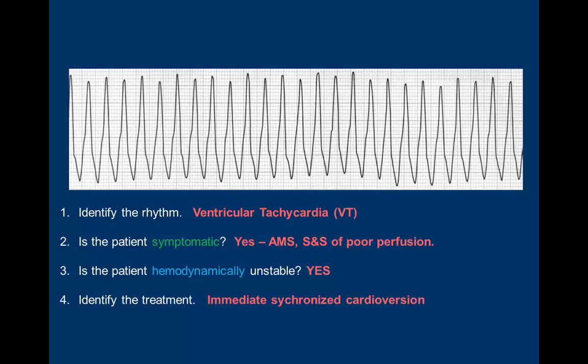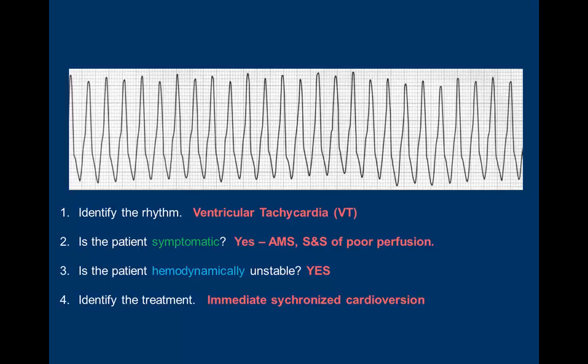So when we re-look at this situation, we identify the patient still in the same rhythm. This is ventricular tachycardia, but he's changed. The patient is symptomatic. You have altered mental status, and you have signs and symptoms of poor perfusion. Is the patient hemodynamically unstable? Yes. The patient's blood pressure is low and he has signs and symptoms of poor perfusion. And so therefore now the treatment changes.